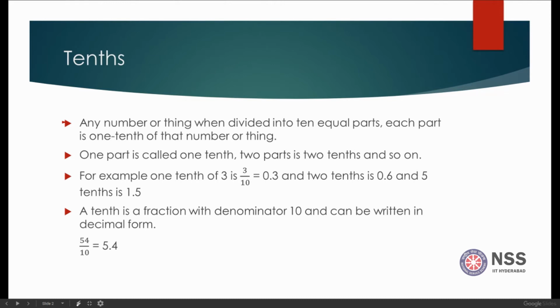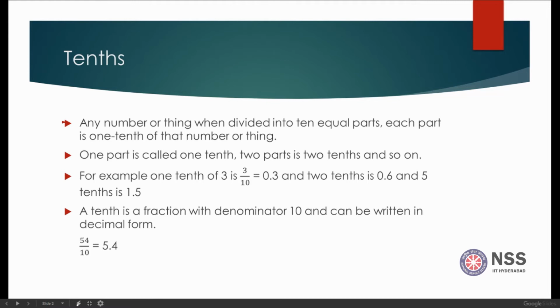Let's take an example of number 3. Let's break down 3 into 10 equal parts. Then each part is called one tenth of 3, that is 3 by 10. Basically, 3 by 10 is written as 0.3. Then what about two parts? That is 2 tenths, that is 3 by 10 into 2, that is 6 by 10, which is written as 0.6.